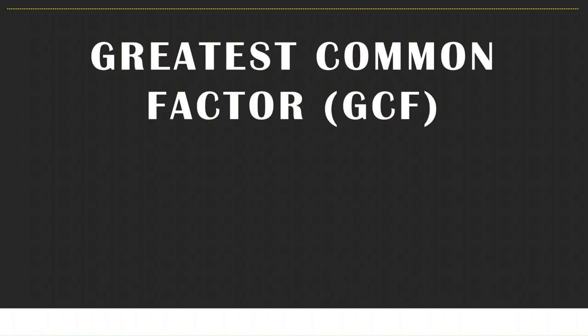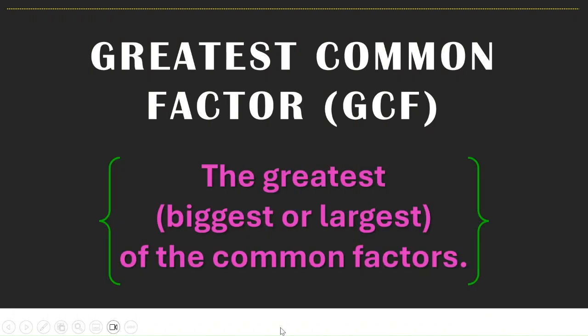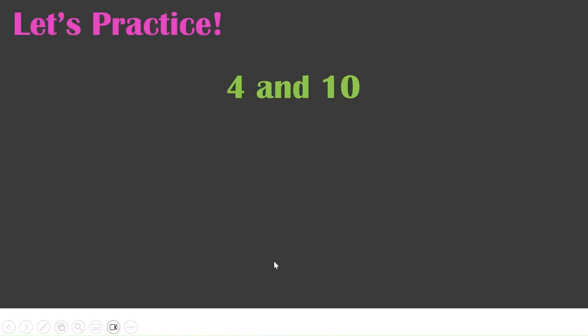GCF. Let's start with the definition. The greatest common factor is the greatest, or you could think of it as the biggest or the largest, of the common factors of at least two numbers. Let's go ahead and start exploring. So we're going to start with 4 and 10.